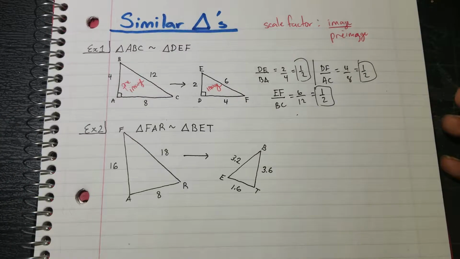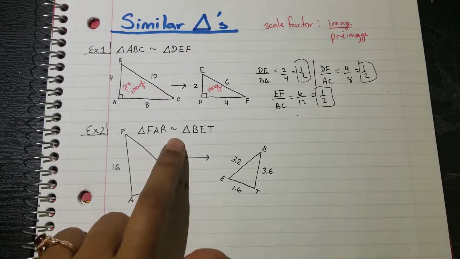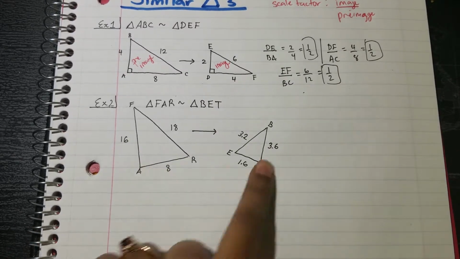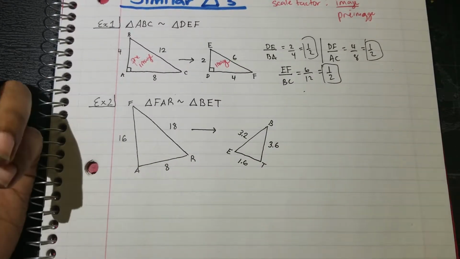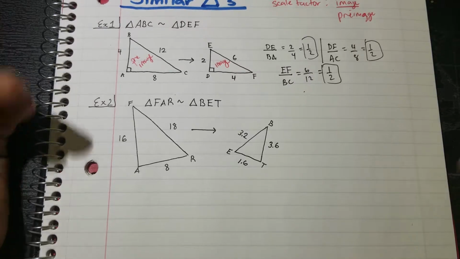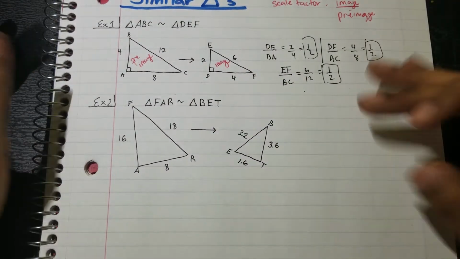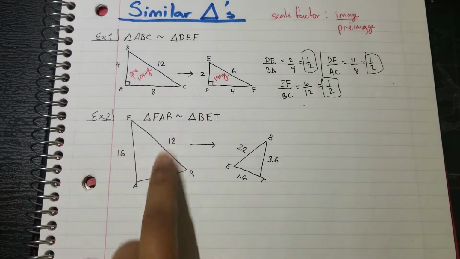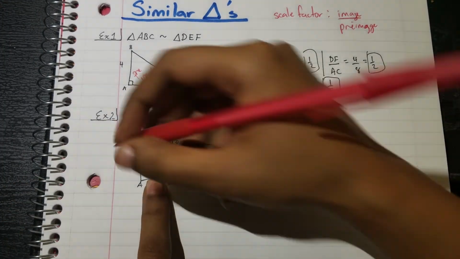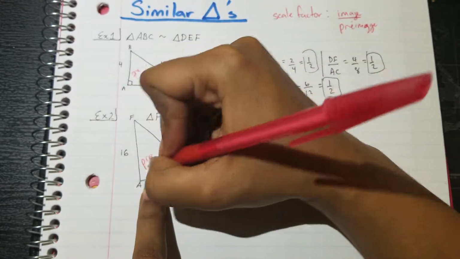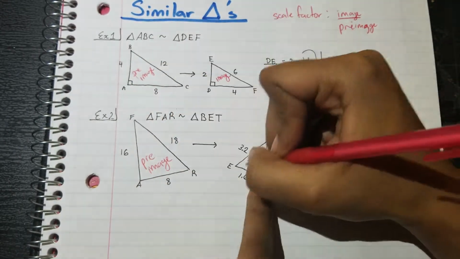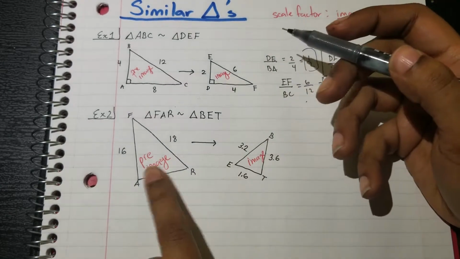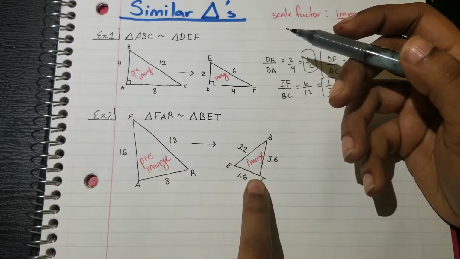Let's look at example 2. Triangle FAR is similar to triangle BET. Now, we see that we have whole numbers here and decimals here, and it may look like they don't have a scale factor in common with the corresponding sides, but you need to check that out first before you can make that determination. So, again, we're going from here to here. So this is our pre-image. This is our image. And we want to determine the scale factor.